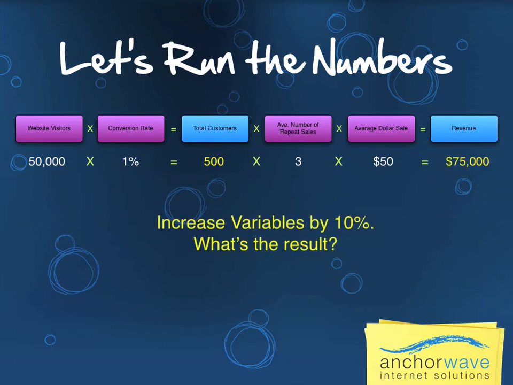Now, let's see what would happen if we take each of the variables and increase those by 10%. So our 50,000 visitors would go to 55,000. We'd have a 1.1% conversion rate instead. We'd have 3.3 purchases from each customer on average, and the average dollar sale would move from $50 to $55. So that means that we have 605 customers and $109,000 in revenue. So that's pretty interesting.